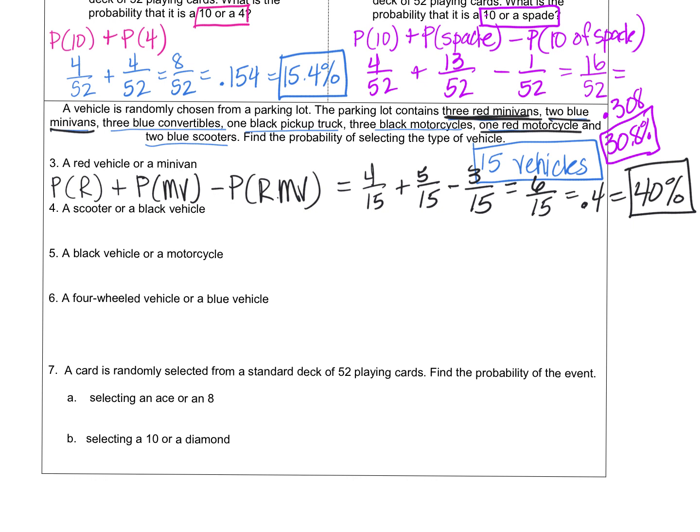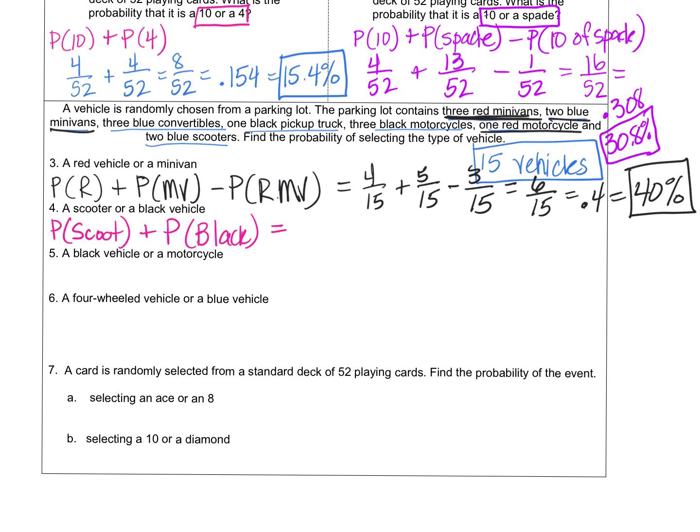So next, I want to look at the probability of randomly selecting a scooter or a black vehicle. So the probability of a scooter or the probability of a black vehicle. Are there black scooters? No, there's only blue. So I don't have to worry about overlap. These two are disjoint. They have nothing to do with each other.